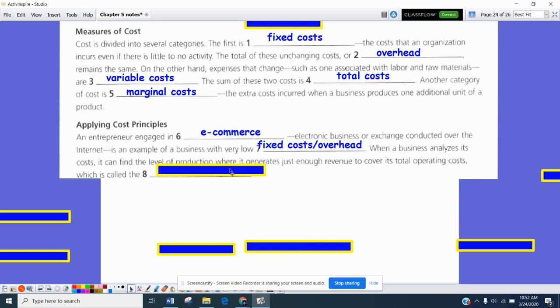When a business analyzes its cost, it can find a level of production where it operates with just enough revenue to cover its total operating costs. This is known as the break-even point. And obviously, we want to be ahead of that point so that we can be making a profit.